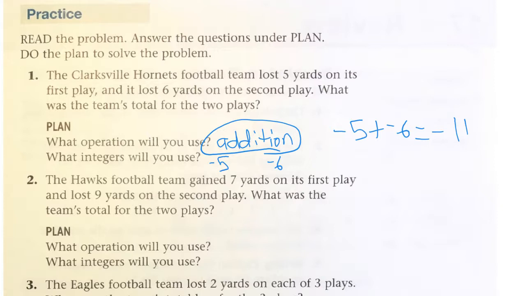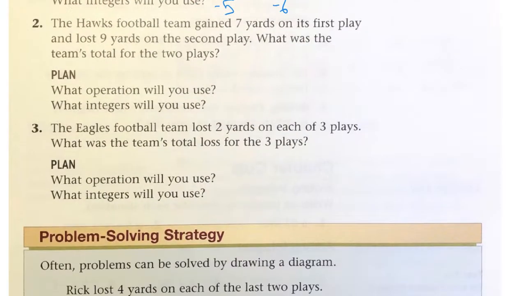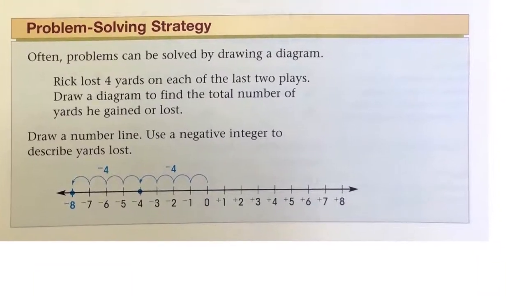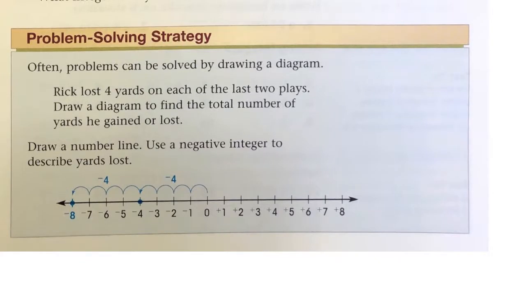So that's the idea with these word problems. And you could do some more practice in your workbook for Chapter 17, Section 7. And there's also another real-world example with the problem solving. Often problems can be solved by drawing a diagram. Rick lost 4 yards on each of the last 2 plays. Draw a diagram to find the total number of yards he gained or lost.